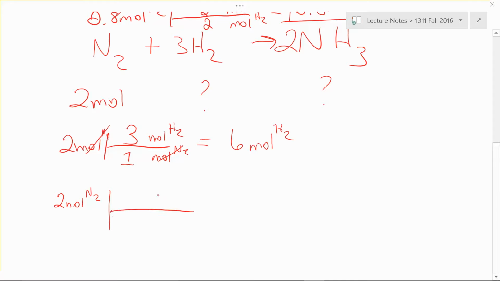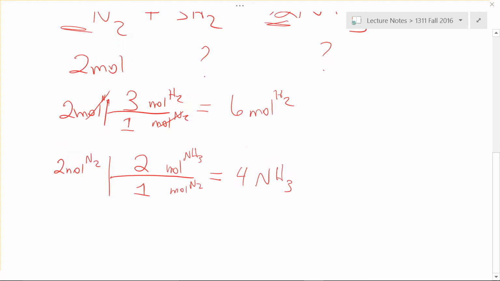Okay, and I want to convert that to moles of NH3 from the moles of N2. What is the ratio? How many NH3s and how many N2s? 2 NH3s, right? 1 N2. So I'm going to get 4 NH3s. Okay? So this is how my chemical equation is going to help me.